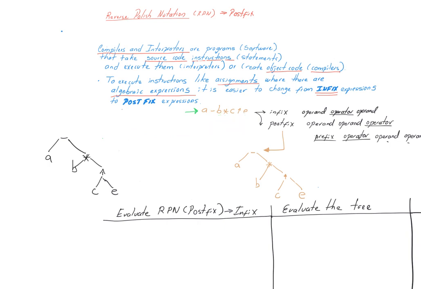So I'm going to erase this. So let's just review that. And this is what we have. So this is the postfix. Oh my god, this is wrong. So we have A, B, C, E, and then we have power, times and minus, right? And that's equivalent to this tree, right?